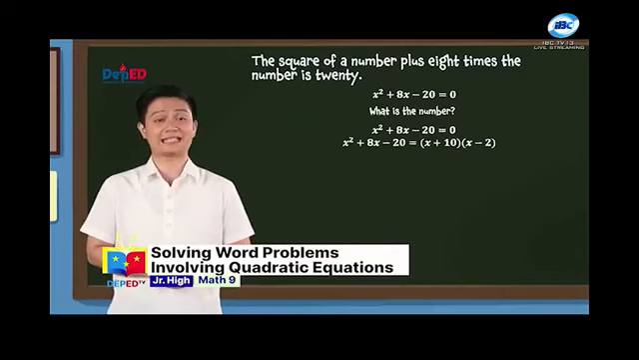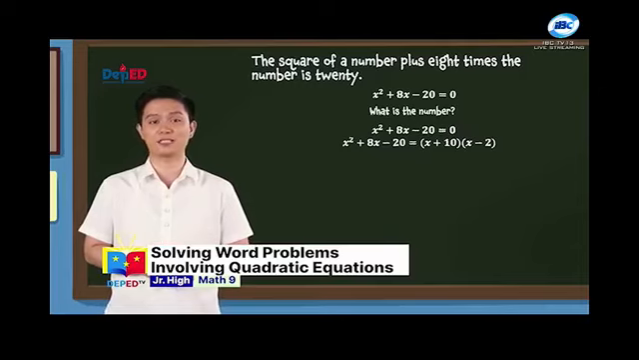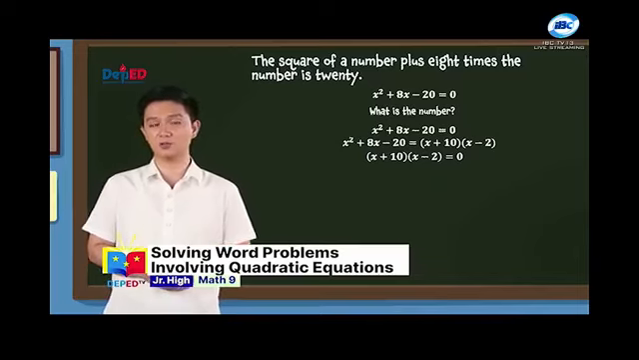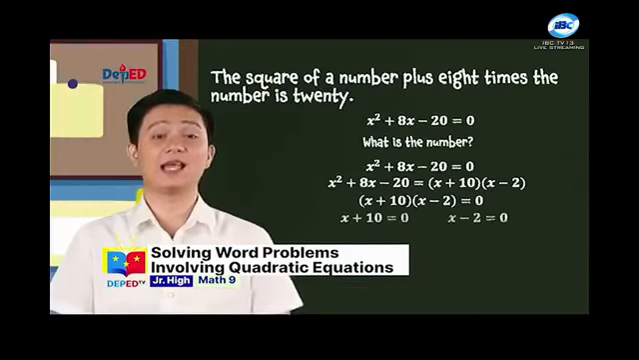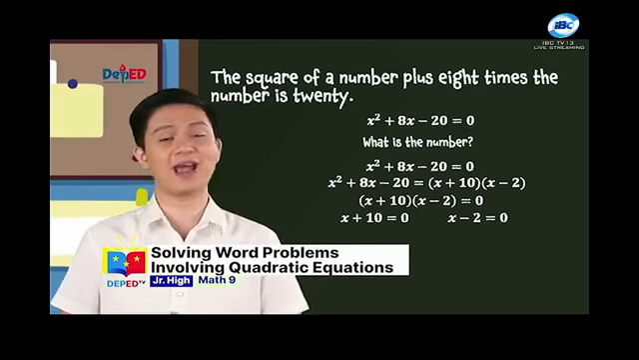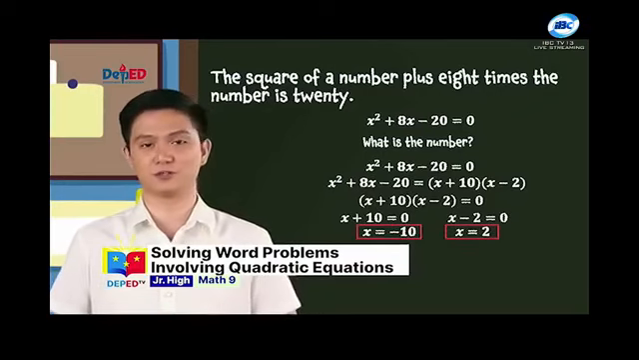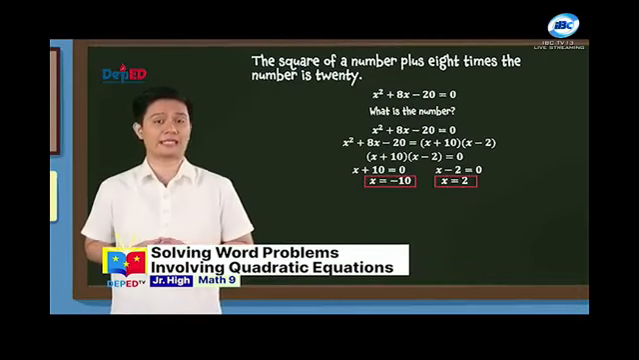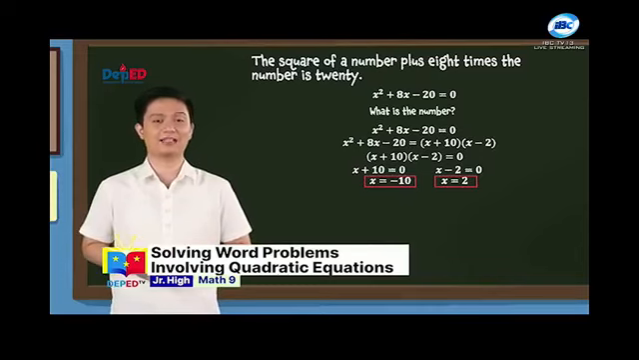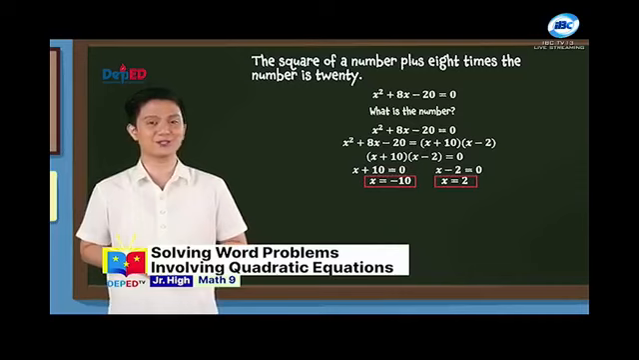x squared plus 8x minus 20 is equal to the product of the binomials x plus 10 and x minus 2. Hence, we have the equation (x plus 10) times the binomial (x minus 2) equals 0. Equating each factor to 0, we must arrive at these values of x, negative 10 and 2. And since there are no indicated or implied restrictions for the value of x, both negative 10 and 2 are the answers to the question.